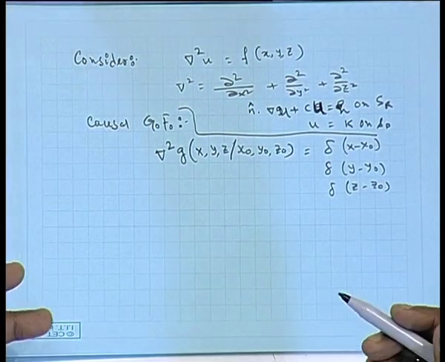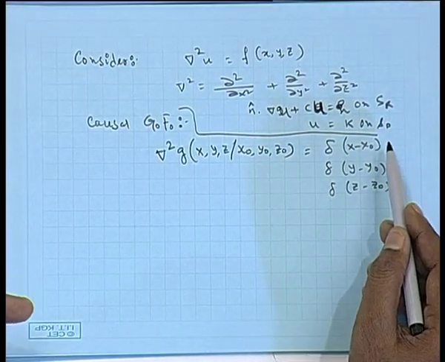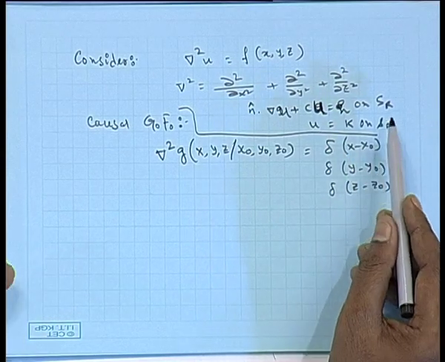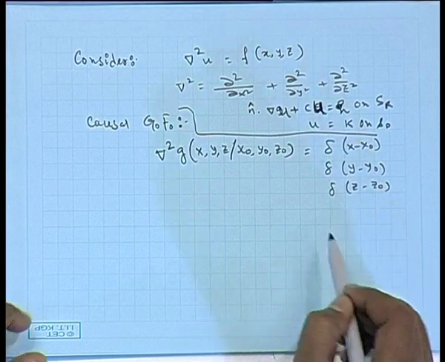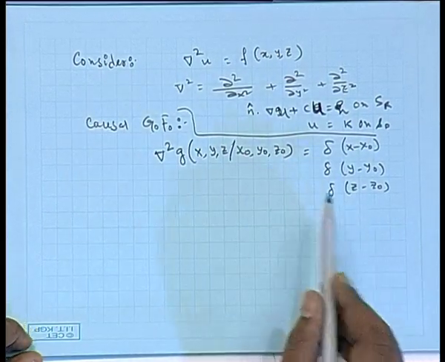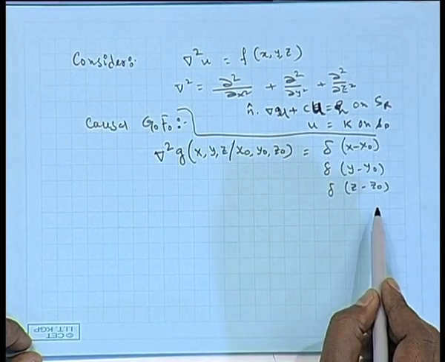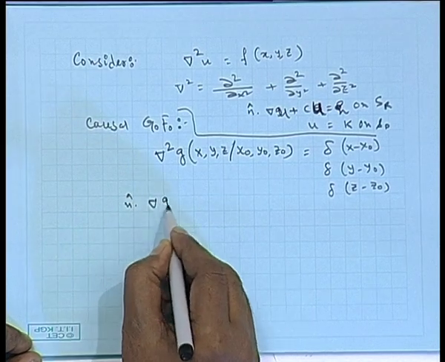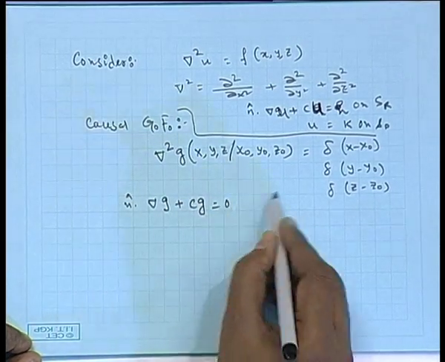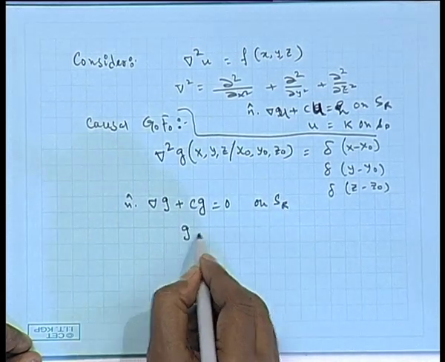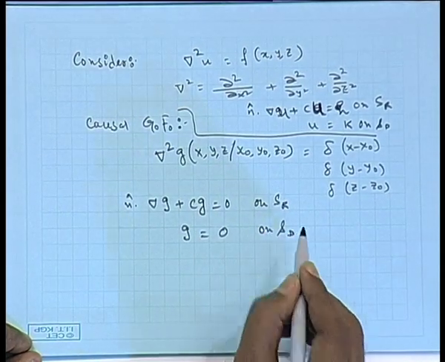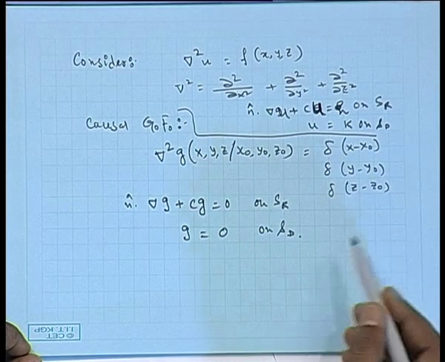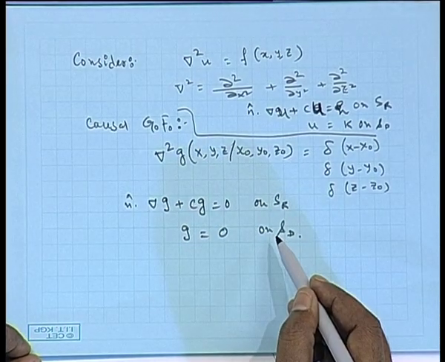Let us divide the boundary surface into two parts. One is SR, another is SD, and on SD, let us say u has a Dirichlet boundary condition, and on SR it has a mixed boundary condition. So, the corresponding causal Green's function will be in this form, and the corresponding boundary conditions will be n hat dot grad of g plus Cg is equal to 0 on SR and g is equal to 0 on SD. So, whenever we are formulating the Green's function, we are forcing the boundary conditions to be homogeneous.